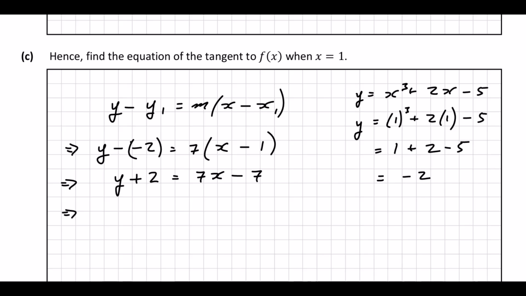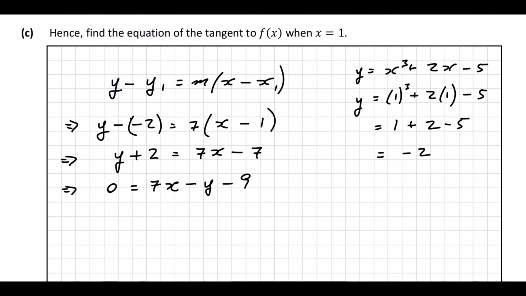Now let's bring everything over to one side. So the equation of our line is 0 is equal to 7x. I'm going to bring this y over, so I'm going to subtract y from both sides, so it's minus y, and then I'm going to subtract 2 from both sides. So subtract 2 from this side, you get 0. Subtract 2 from this side, you get minus 9. Okay, so that's the equation of our tangent.